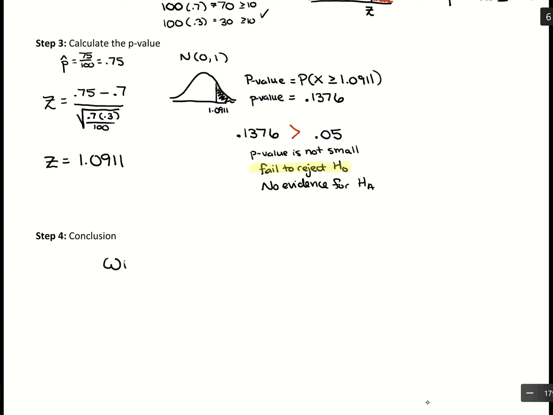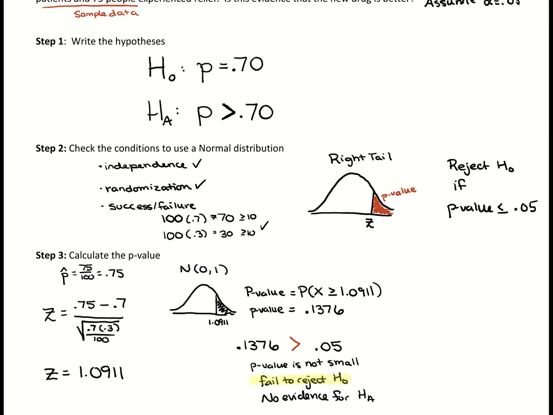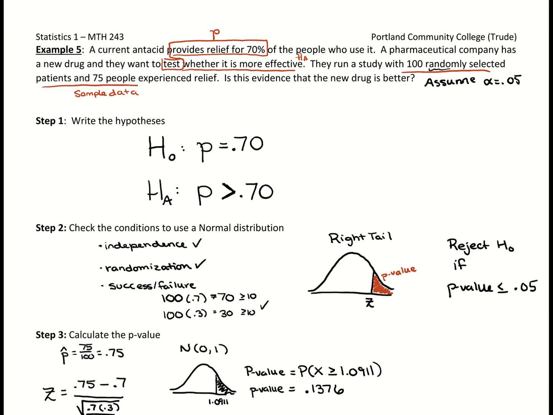So with a p-value of 0.1376, there isn't evidence that, and what we were trying to do is they ran a sample, we saw the 75%, but basically this new drug is not significantly better.